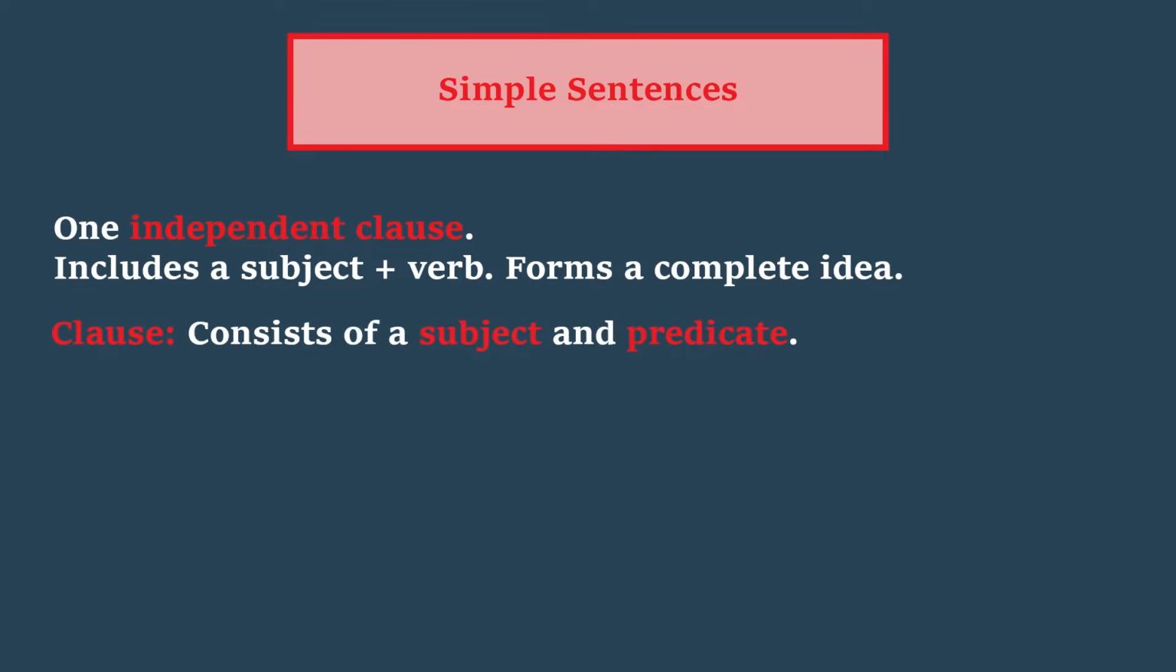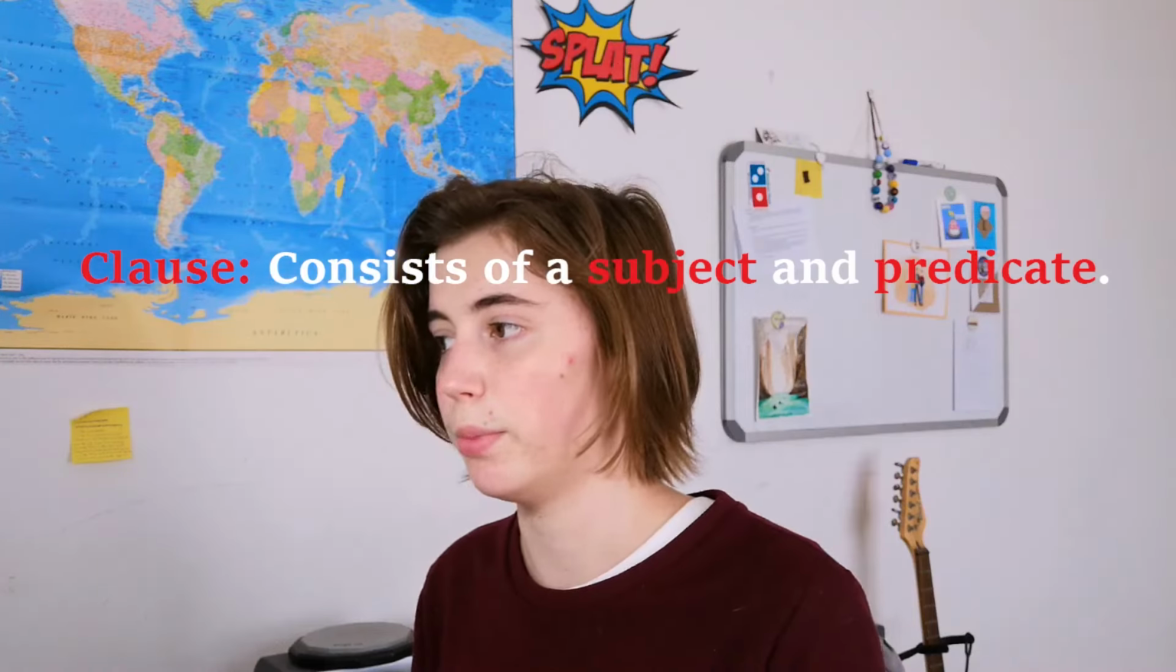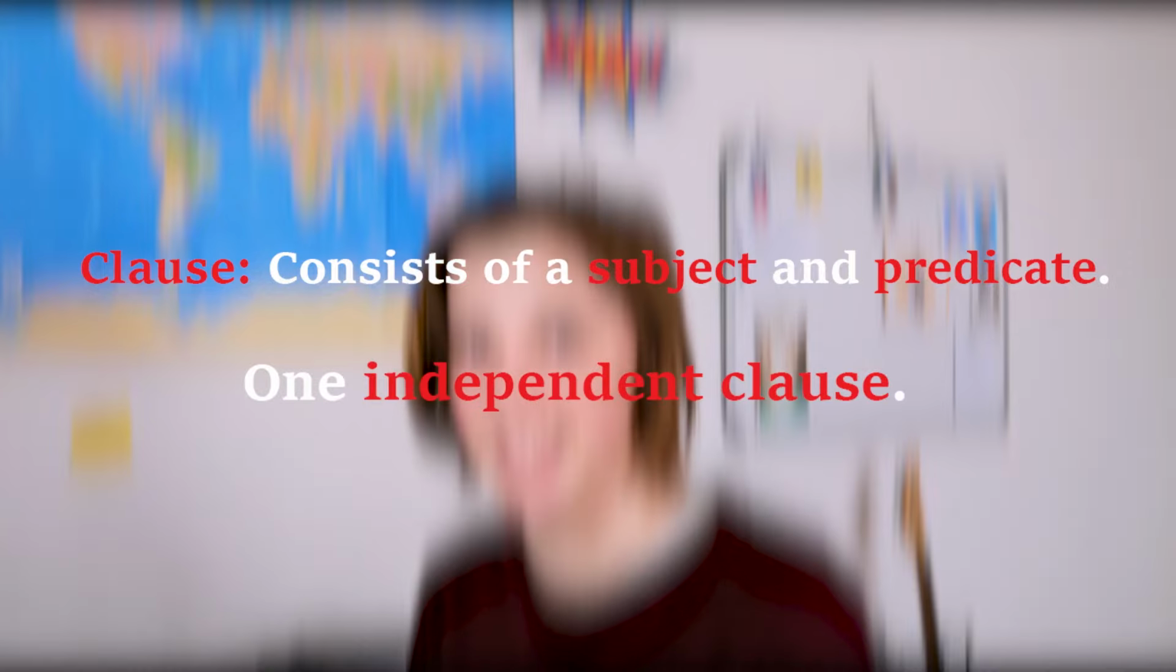First off, a clause consists of a subject and a predicate. A subject is the part of a sentence that contains the person or thing performing the action in a sentence. It's usually a noun. A predicate is the part of a sentence or clause containing a verb and saying something about the subject. For example, in the sentence John went home, John would be the subject, whereas went home would be the predicate. And when you put a subject and a predicate together, that would be a clause. And a simple sentence contains just one independent clause. Okay, stick with me. This will make more sense as we go along.